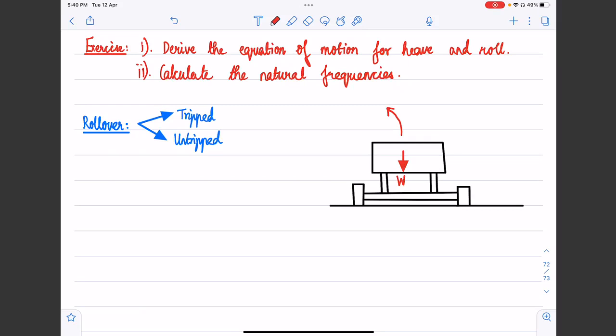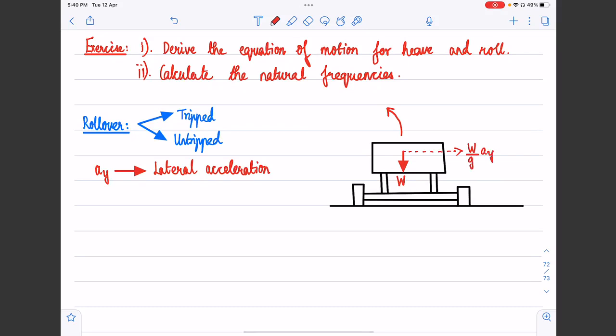All right, so now when we are taking a turn, we are looking at untripped rollover. Due to the forces that act at the tire-road interface, there is going to be a lateral acceleration, as we have already seen from lateral dynamics, that's going to be generated. So due to this lateral acceleration of the CG, there is going to be this D'Alembert's force, which is going to act at the CG, and let's say that that's going to be W by g times a_y.